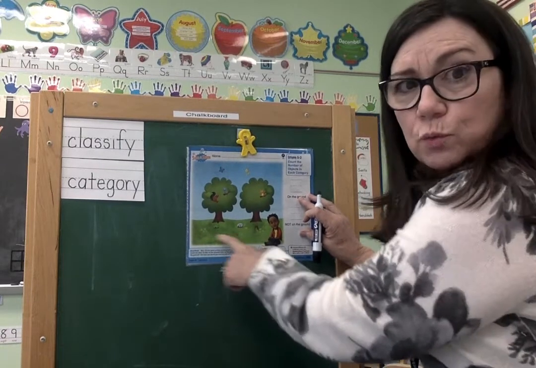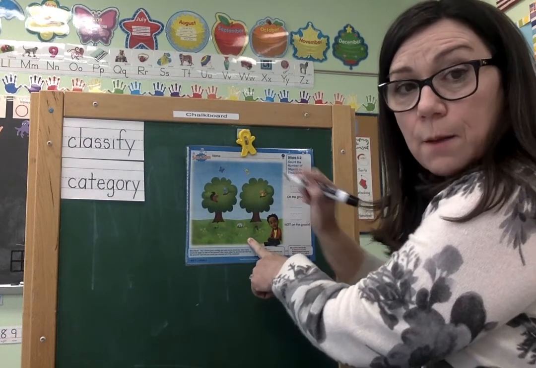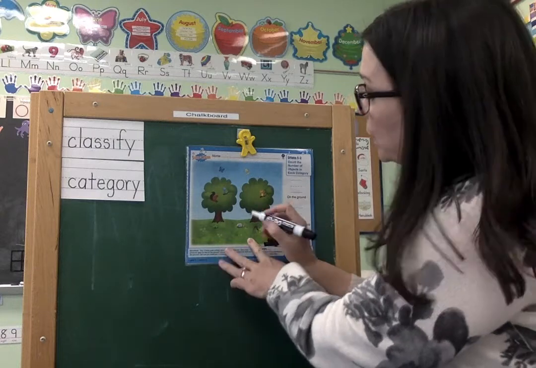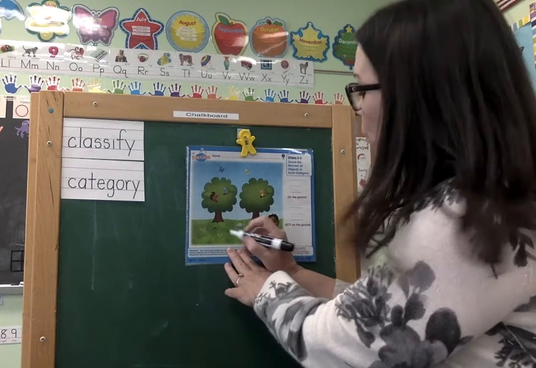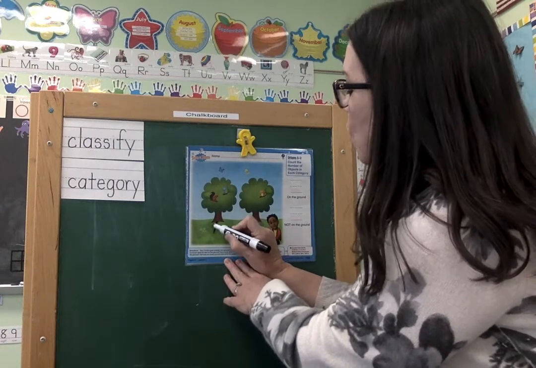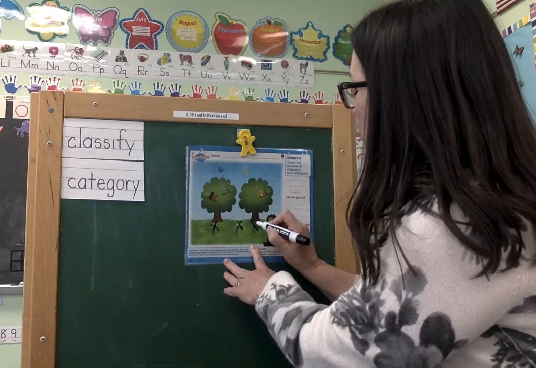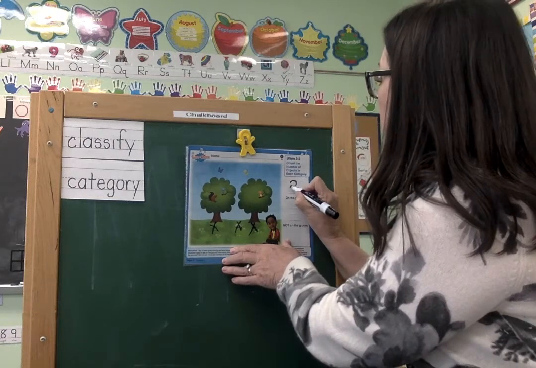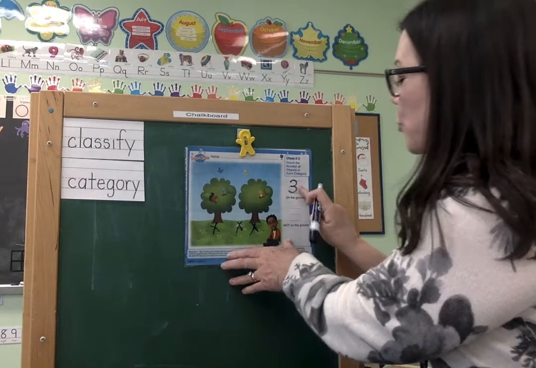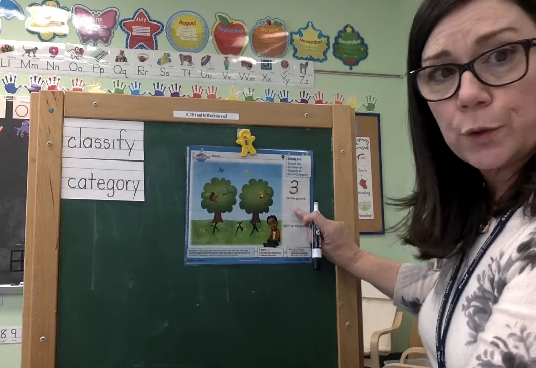Counting left to right, we're going to count the animals that are on the ground and mark them with an X. We're going to start with this little earthworm, green worm. So we're going to say 1, 2, 3. Come up here and write your number before you forget it. There are 3 animals that are on the ground.